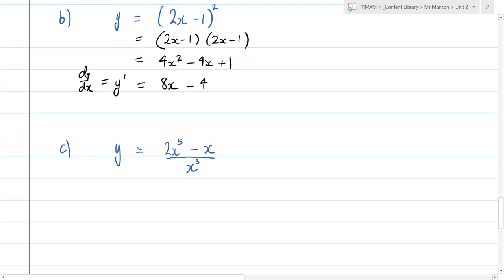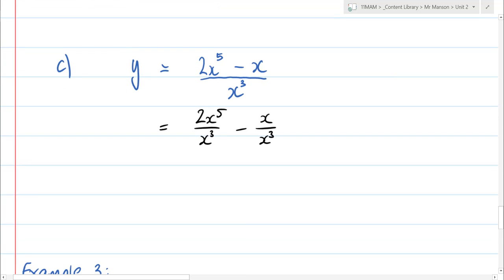This could be done with something called the quotient rule, which we will get to in the next week or so. But for now, there's something special about question C, and that is that it can be simplified. So I can write this down as 2x to the power of 5 over x cubed minus x over x cubed. And that becomes 2x squared minus x to the power of negative 2.